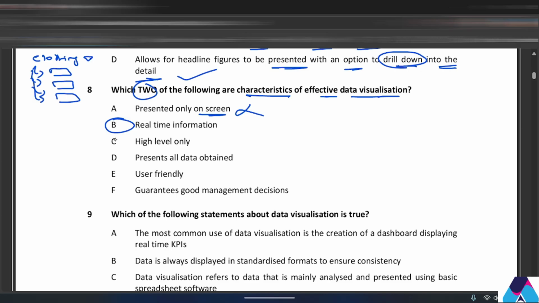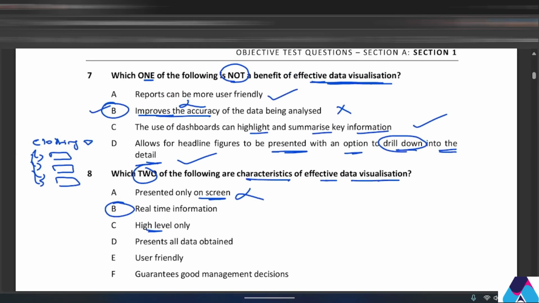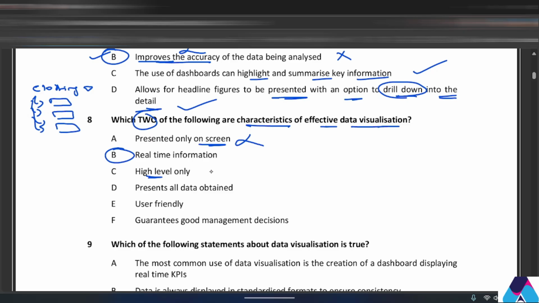So yeah, that is correct. It can be used, right? And part number C says high level only. So the problem is that high level means that you are only going to get the important summarized detail, whereas, like we studied in the last MCQ over here, it provides you with the summary with the option to drill down into the details, right? So therefore you cannot say that it's going to only provide you with high level only. So that is definitely wrong.